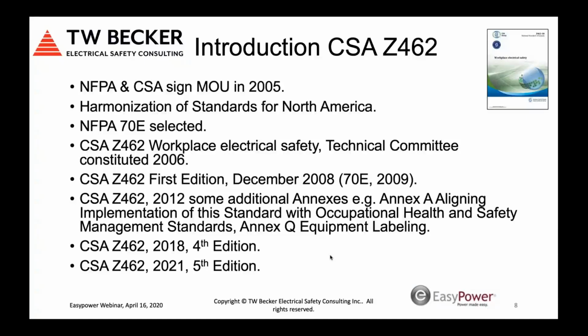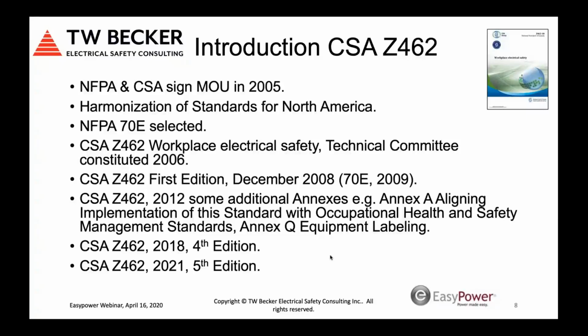So Annex A, aligning implementation of the standard with occupational health and safety management standards, which is a really important and, in my opinion, not well understood requirement, was added. There is a similar annex, not as detailed, in 70E, and one annex that I'm going to highlight is Annex Q, equipment labeling. I actually wrote that annex, and it's not included in 70E, and it really would help with some of the problems with equipment labeling that have occurred over the last 10 years.